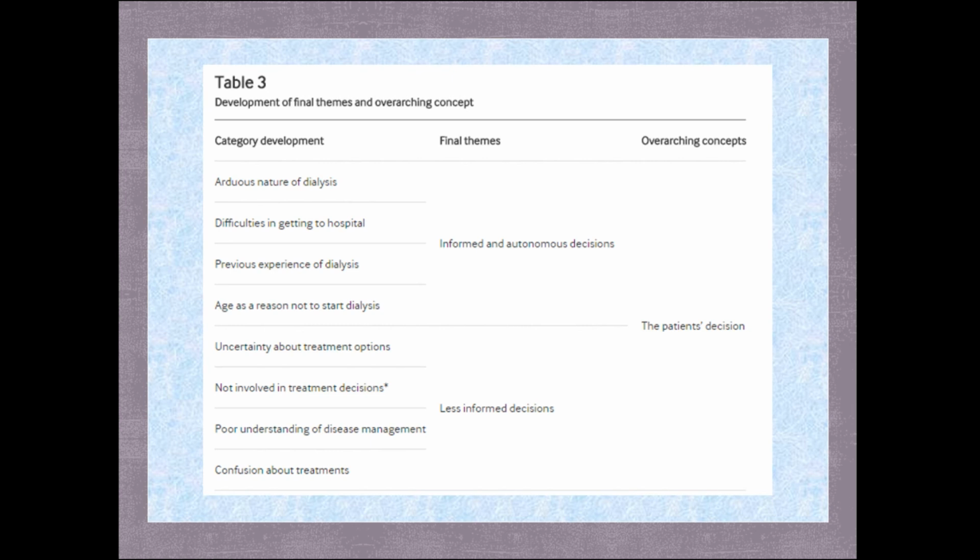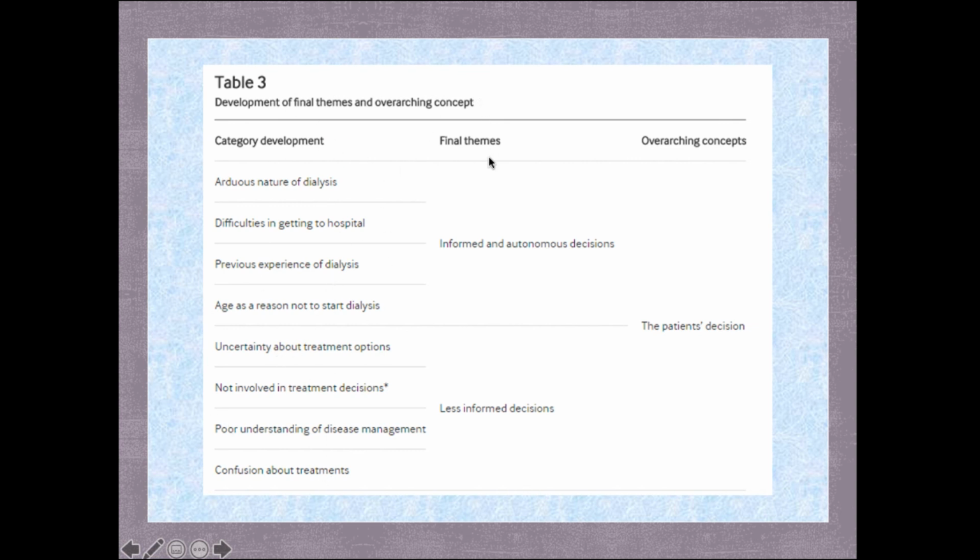Or that one also, development of initial themes and overarching concept. We have category development: nature of dialysis, difficulties in getting to hospital, previous experience of dialysis, age as a reason not to start dialysis, uncertainty about the treatment option, not involved in treatment decision. This one we studied just now. Poor understanding of disease management, confusion about the treatment. So those are the categories that you develop.